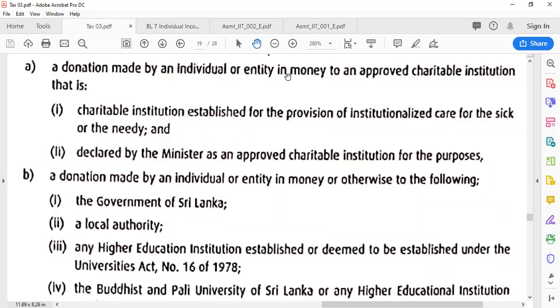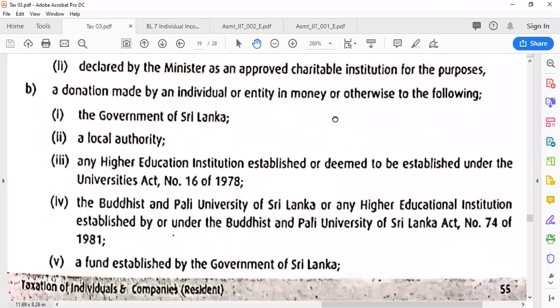A donation made by an individual or entity in money, right? Important term, money, to an approved charitable institution, that is a charitable institution established for the provision of institutional care for sick or needy people. Again, important words: the sick, institutional care for sick and needy people. And second, declared by the minister as an approved charitable institution for the purpose. This is about A.